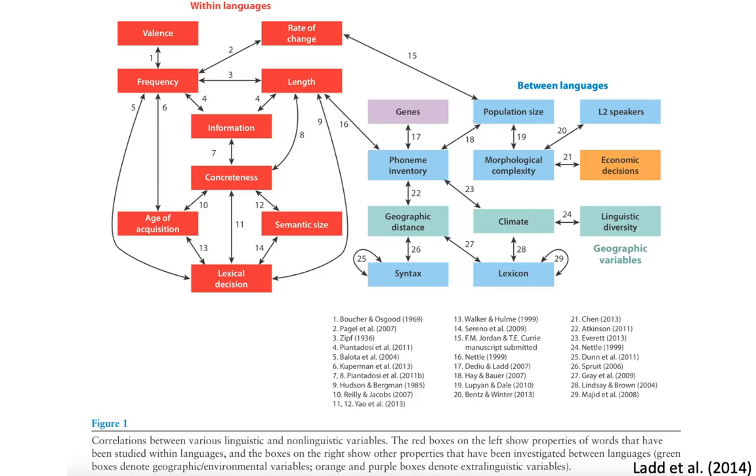And one example of these studies is Lupyan and Dale 2010. This is now a famous study on the negative correlation between morphological complexity and population size. If the relationship between linguistic and non-linguistic factors interests you, Ladd et al. 2014 is really a study to read.